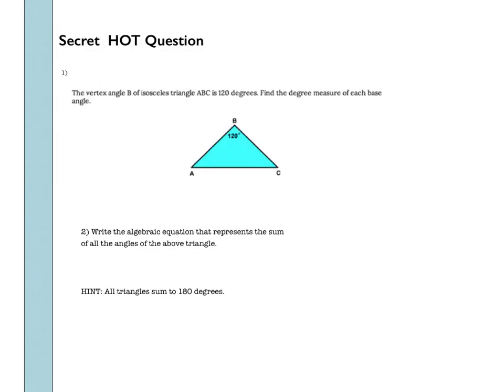Okay, time for the secret hot question. The vertex angle B of isosceles triangle ABC is 120 degrees. Find the degree measure of each base angle. So look at that. Think about the problem we just did. 2. Write the algebraic equation that represents the sum of all the angles of the above triangle. And actually, this problem, you need to solve the whole problem. So you need to do both anyways, but you see it in 2 different questions. And here's your hint.